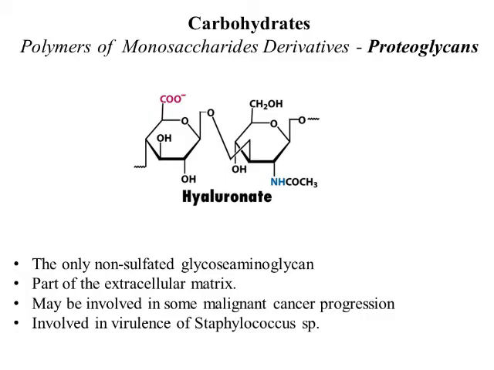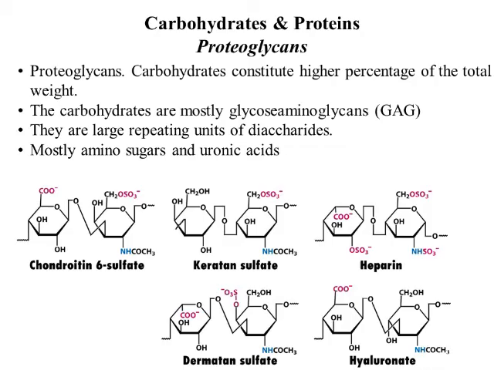All right, notice, this is, by the way, the only glycosaminoglycan that doesn't have a sulfate on it. You will see in the next slide that the rest of them have sulfate, negatively charged. But again, no structure memorization, okay? This is hyaluronate. All right, these are the rest of them. Hyaluronate is this one, and those are the rest of them.